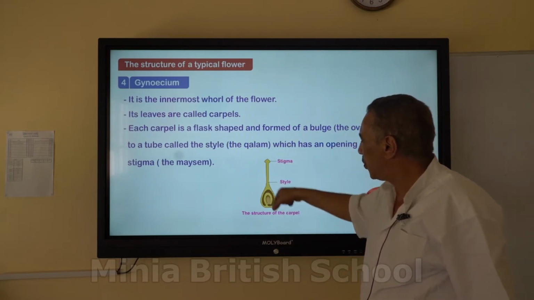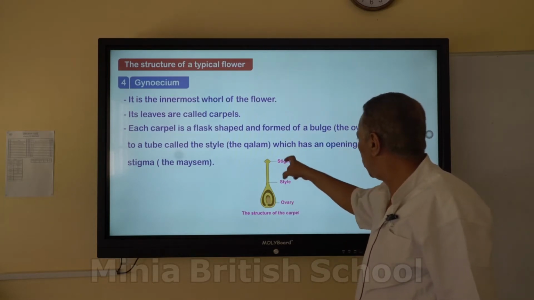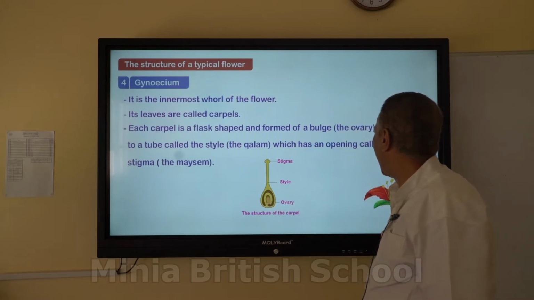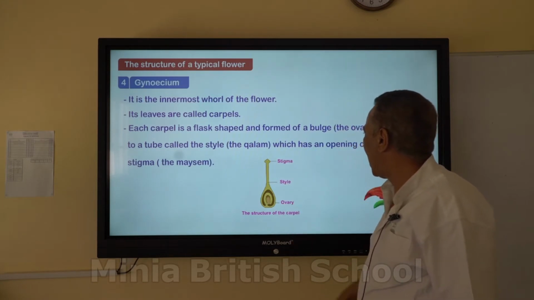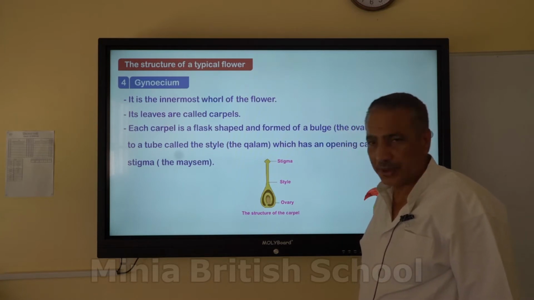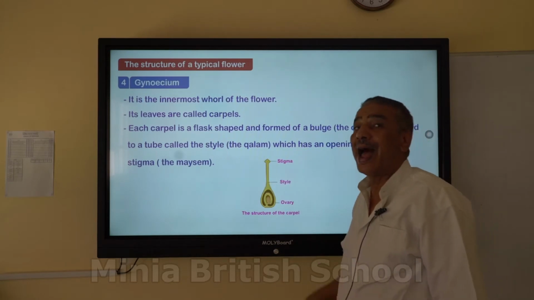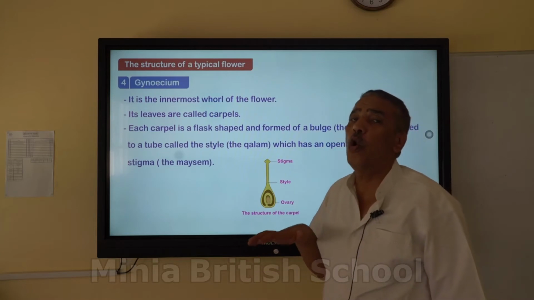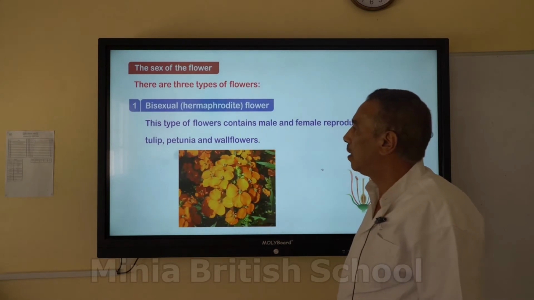Each carpel is flask-shaped. There is a bulge at the first, and this bulge is called the ovary. It is connected to a tube called the style, which ends with an opening at the top called the stigma. This is the female organ of the flower.